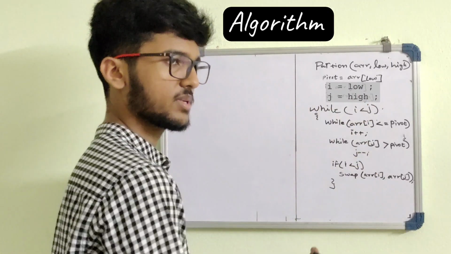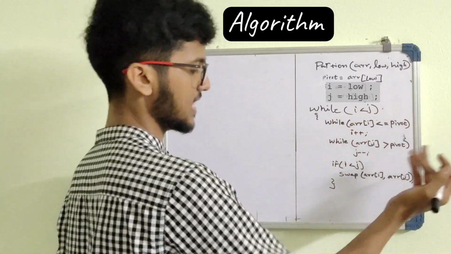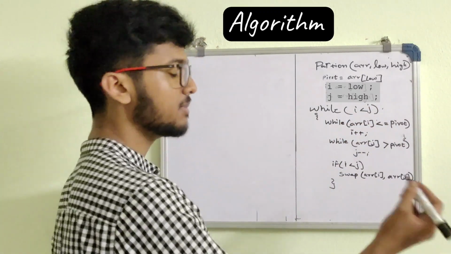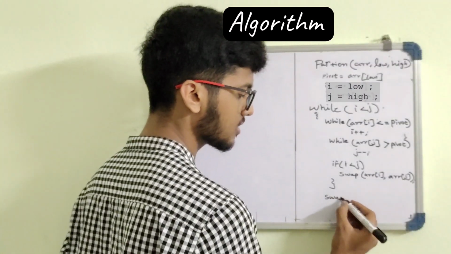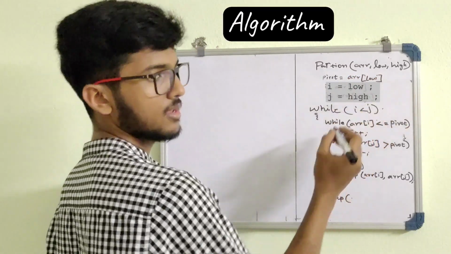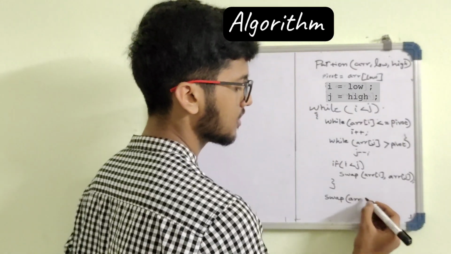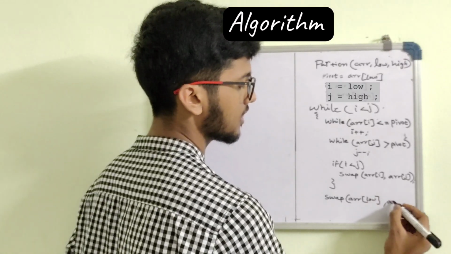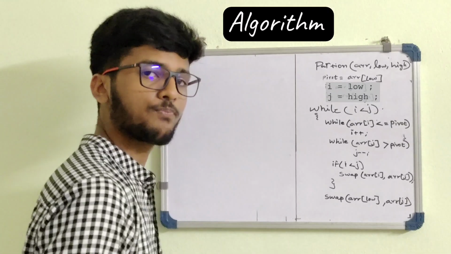So after performing this operation, when j crossed i or i crossed j, we come out of the loop and we are going to swap the pivot element with the element at j. Pivot element is nothing but the element at low, right? The first element. So low with array at j. These two we are going to swap.